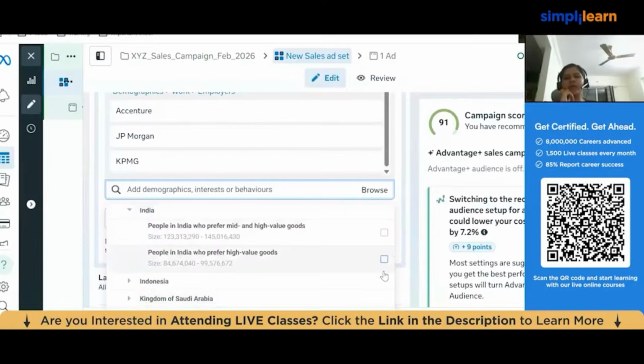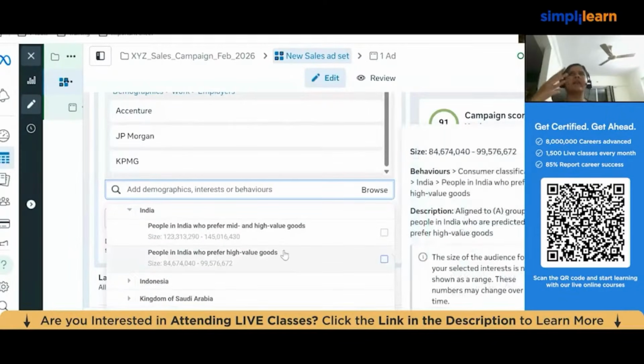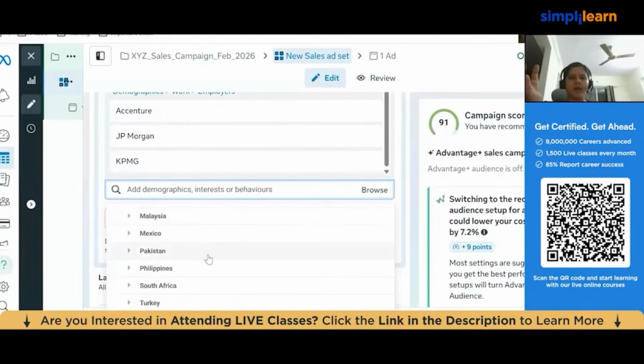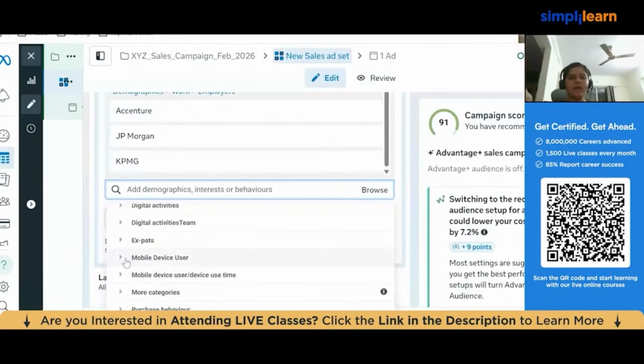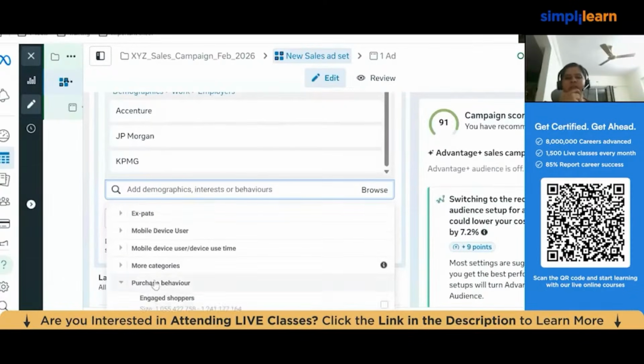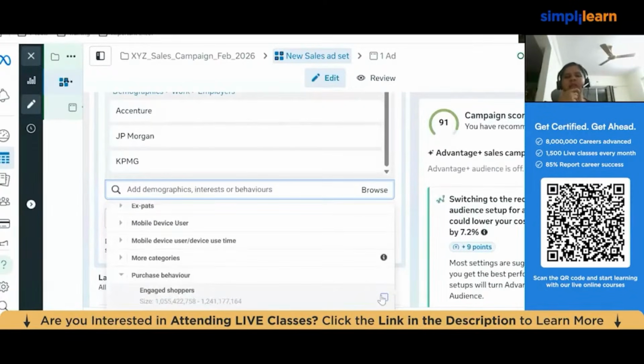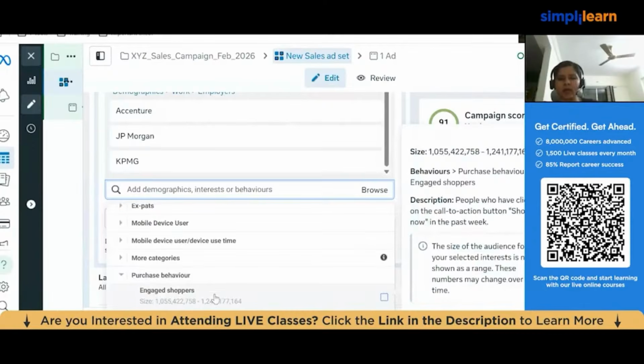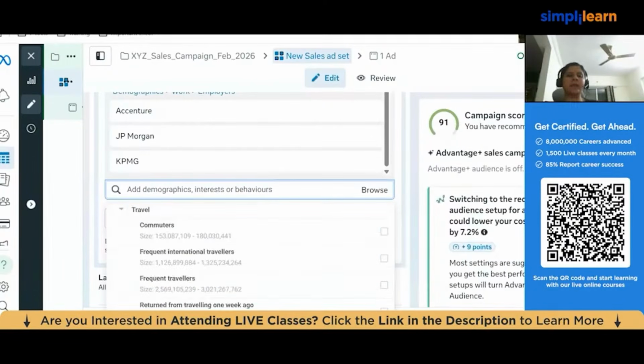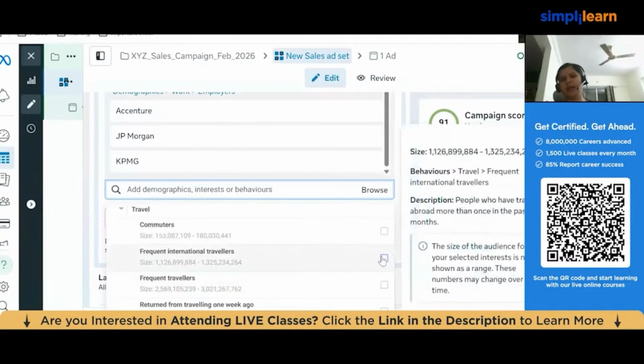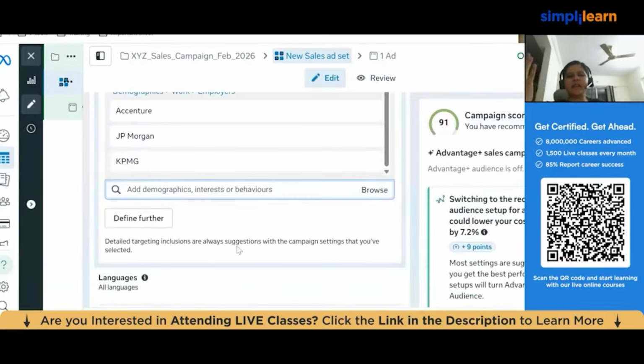Like in India, I can show ads to people who prefer high value goods, who have expensive taste. Again, they have been categorized based on how they have reacted to different content on the platform or the kind of pages they follow. You can also target people based on purchase behavior. As I said, engaged shoppers. These are the people who frequently tap on shop now buttons. You can also target people who travel internationally frequently. Instead of just targeting people who travel frequently, you can be more specific. So that's how you can create your saved audience.